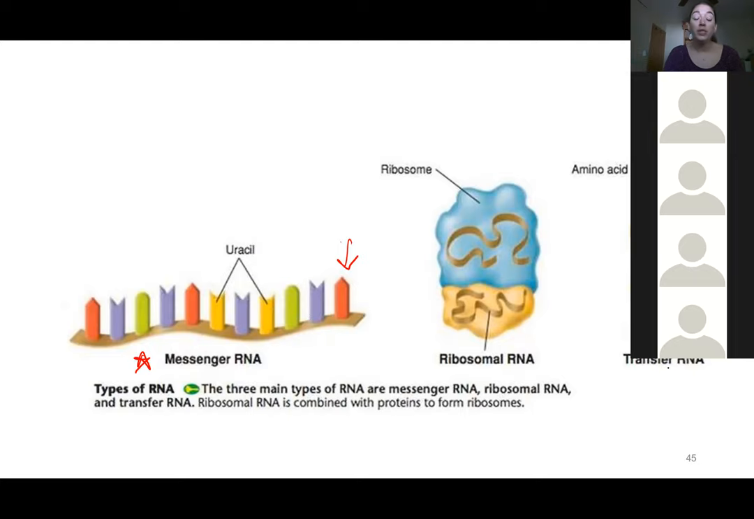And then last, you have transfer RNA, or tRNA, and its job is to carry individual amino acids to the protein manufacturing site at the ribosome, to transfer the amino acids to the growing polypeptide chain.